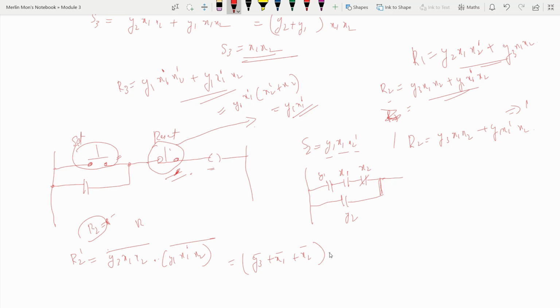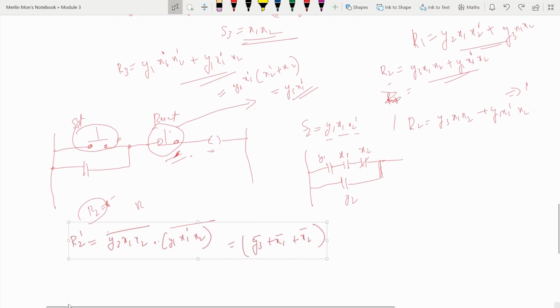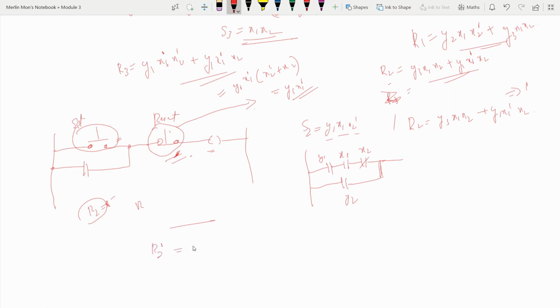I have changed the symbol, right? I will skip all these steps and simply write the end result. You can do it yourself using De Morgan's law. This will take a lot of time, so I will skip all those things because I have changed symbols in between. So you will get R2 complement something like this: R2 complement is equal to x2. You can verify. I am just copying it from the textbook itself, so you can verify it by yourself later.